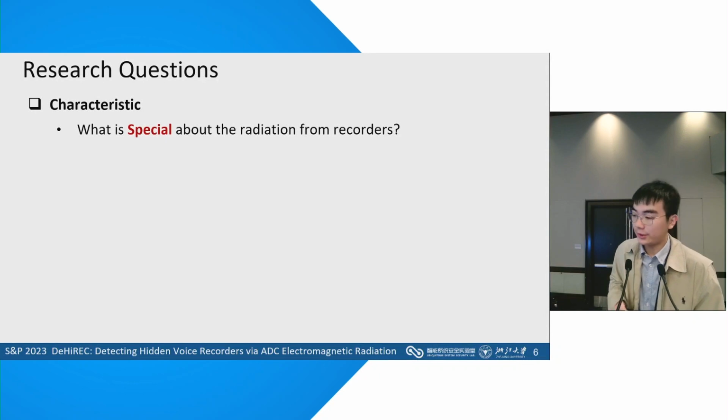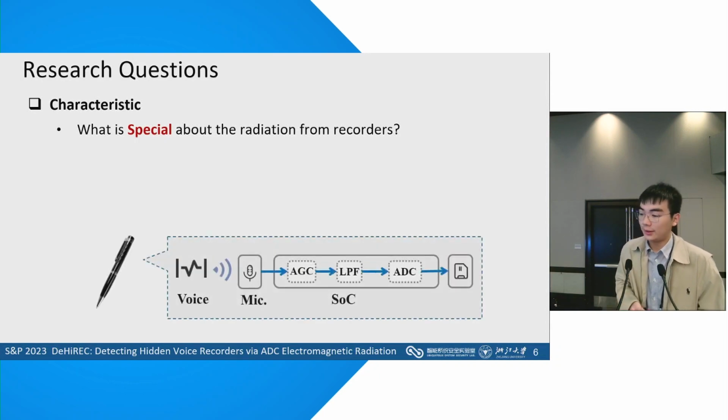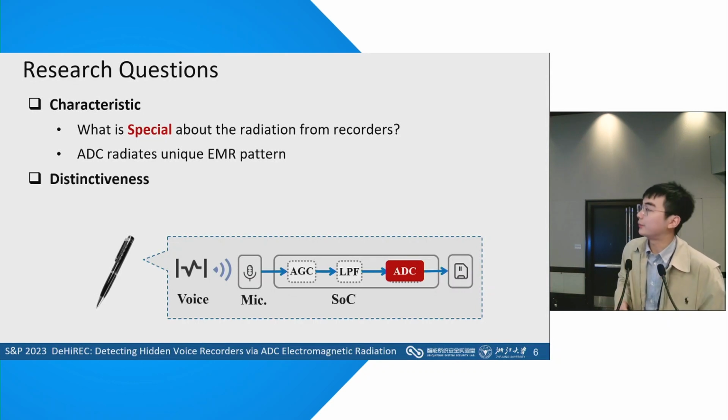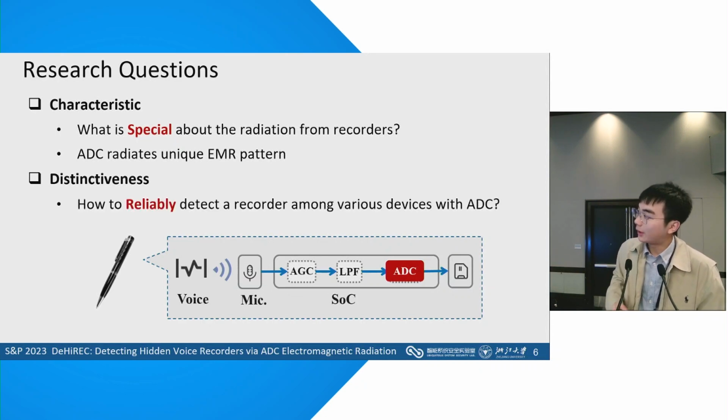To implement our system, we need to first answer two research questions. The first one is: what is special about the radiation from recorders? That is EMR characteristics. We focus on the recording process, specifically the AD conversion process, and we hypothesize that the ADC will radiate unique radiation patterns. However, ADCs are widely used in a lot of devices. So here comes the second question: how to reliably detect a recorder among various devices with ADCs? That is EMR distinctiveness.